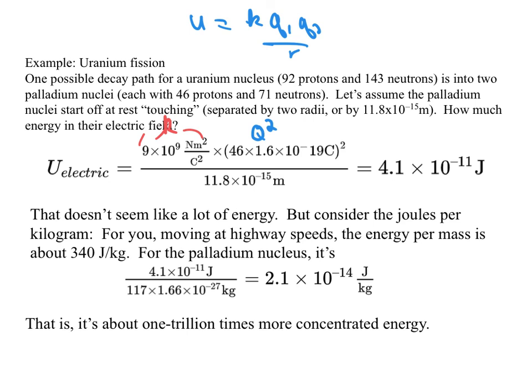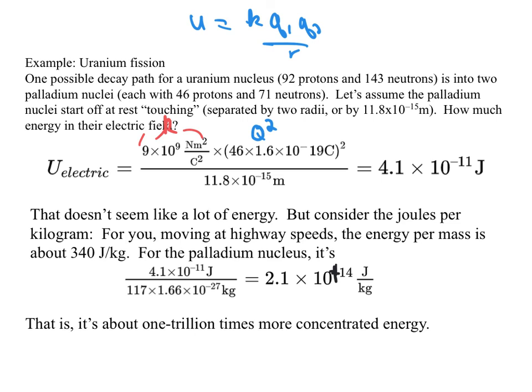But for palladium nuclei, we have this energy divided by the mass. And if we look here, we have 46 and 71 is 117 total mass objects, and they get each of these. And here we get 2.11 times 10 to the plus 14 joules per kilogram.